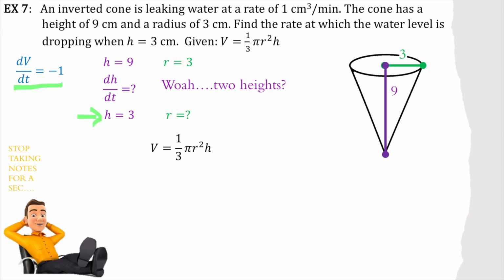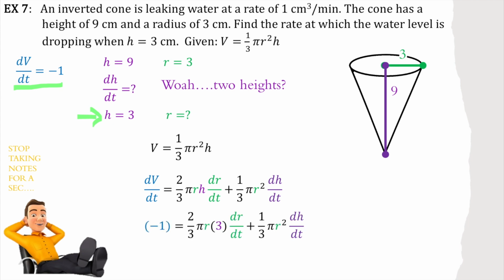I'm going to go ahead and start solving this problem. So I'll take the derivative of both sides with respect to time, and then plug in the information we know. We've got h accounted for, we have dH/dt accounted for, but we don't have r or dr/dt. So like we've done before, we can actually solve for r.